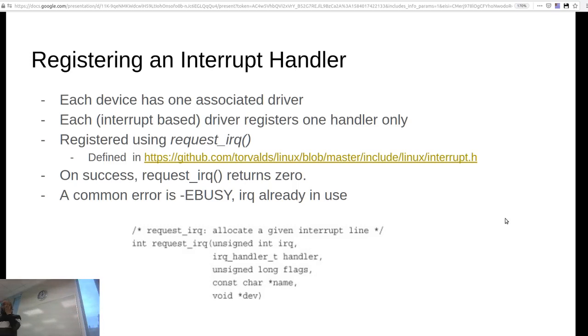This is how this thing looks. So you have the request_irq, you define an interrupt number, okay? And then you have some flags. We'll talk about the flags in a little while. And you have a name, okay? You have the actual handler, which is a pointer to the actual code, okay? So before the flags, you have the actual handler that points to the actual code.